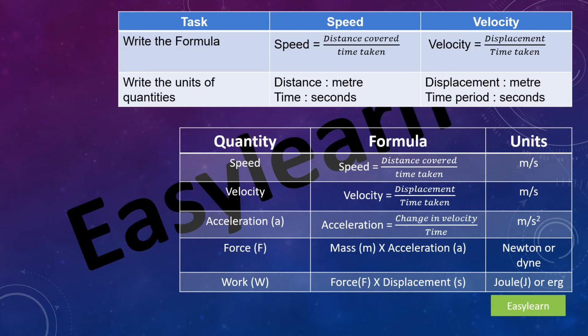Acceleration, formula is change in velocity upon time, unit is meter per second square. Force, formula is mass into acceleration, units is Newton or dyne. Work, formula is force into displacement, and the units is joule or erg.